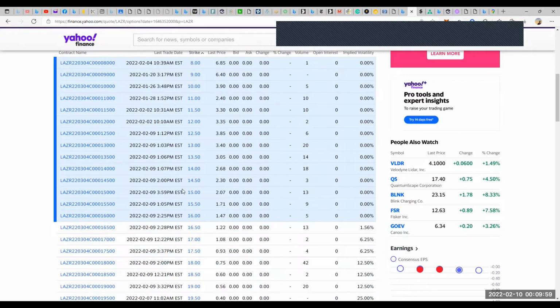And that's kind of how it works. These, okay, are the last price. This is what somebody's bidding on it. This is what they're asking, okay? And you always put in a limit bid for it.